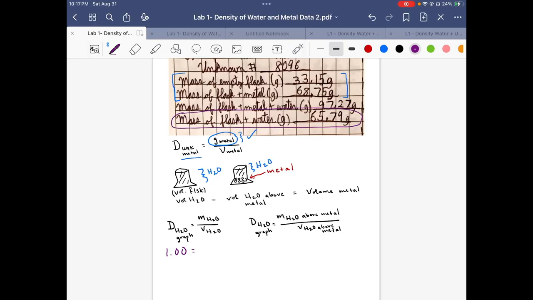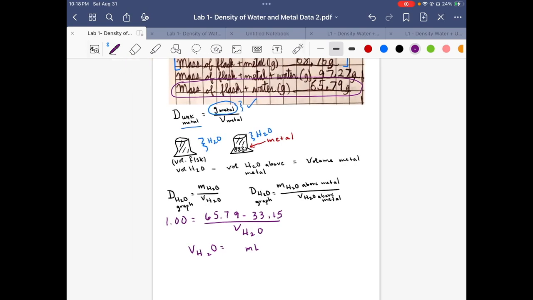So I'm going to take that 65.79 and I'm going to subtract from it the 33.15, which is the mass of my empty flask, in order to find out what the volume of water is. So I'll find a numerical value for the volume of the water for that, and that'll be in mils.